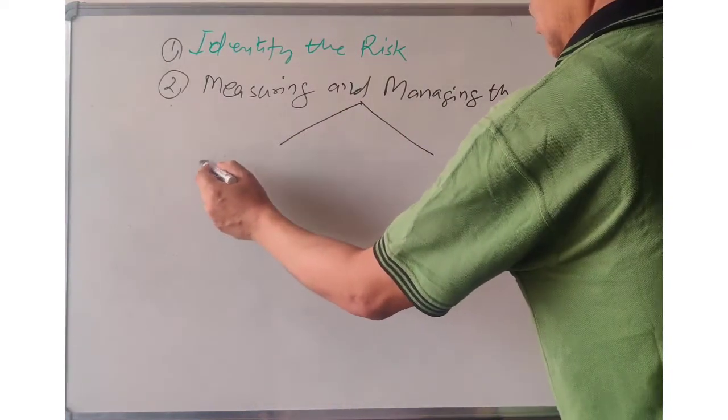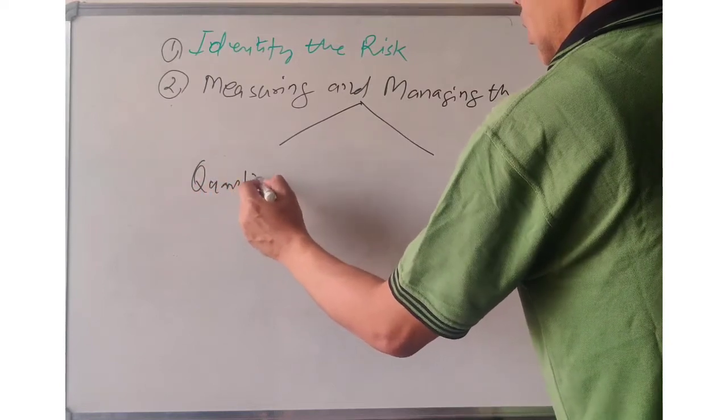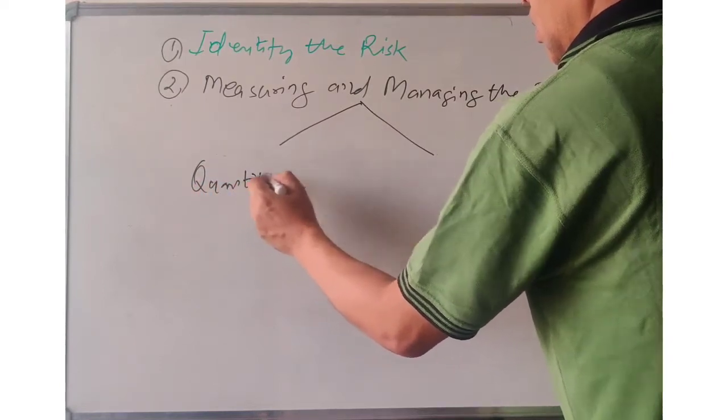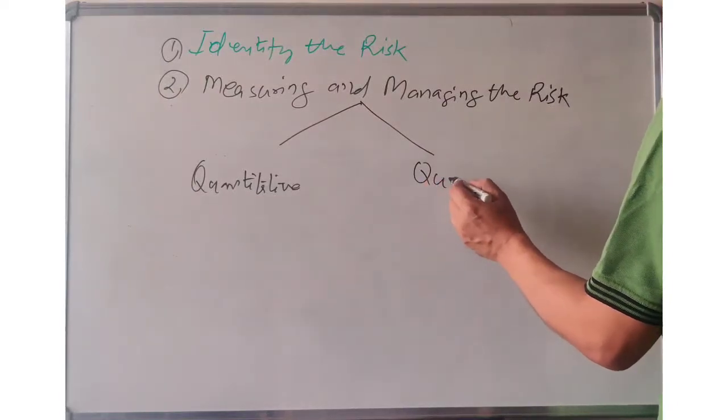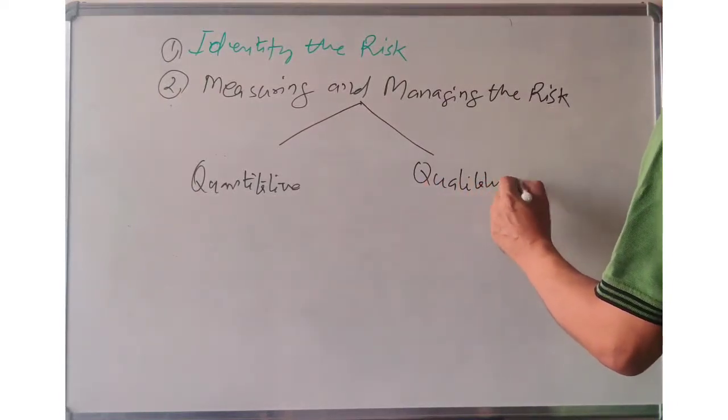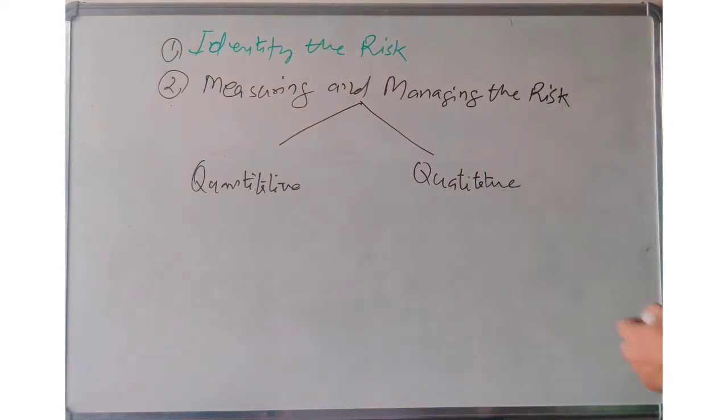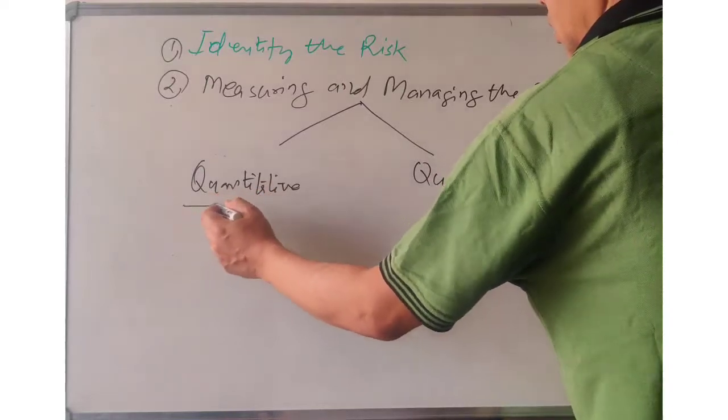One is quantitative and another one is qualitative. So these are the 2 broader approaches the firm can have when measuring and managing the risk embedded in their processes or transactions. The qualitative terms I will discuss later. Let me first start with the quantitative approaches for measuring the risk.